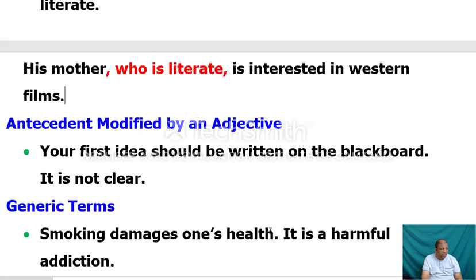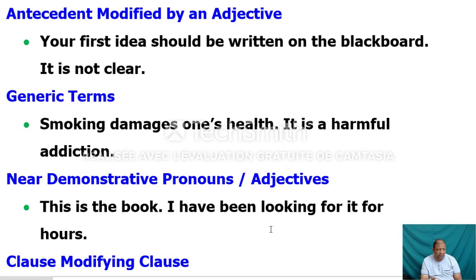Number 3, antecedent modified by an adjective. So here you should pay attention a lot. Your first idea should be written on the blackboard. It is not clear. The repeated words are your first idea and then it. When I say first, I use an ordinal number. It becomes clearer. But when I say your idea, it's not clear. Which idea are you talking about? But when I say my first idea, not my second idea or third one, I'm speaking about my first idea. So it becomes known, it becomes clear.